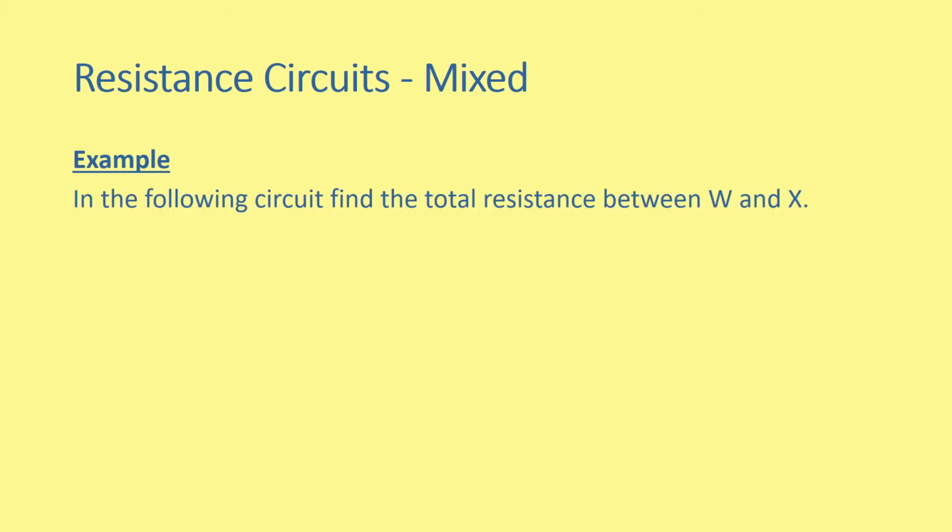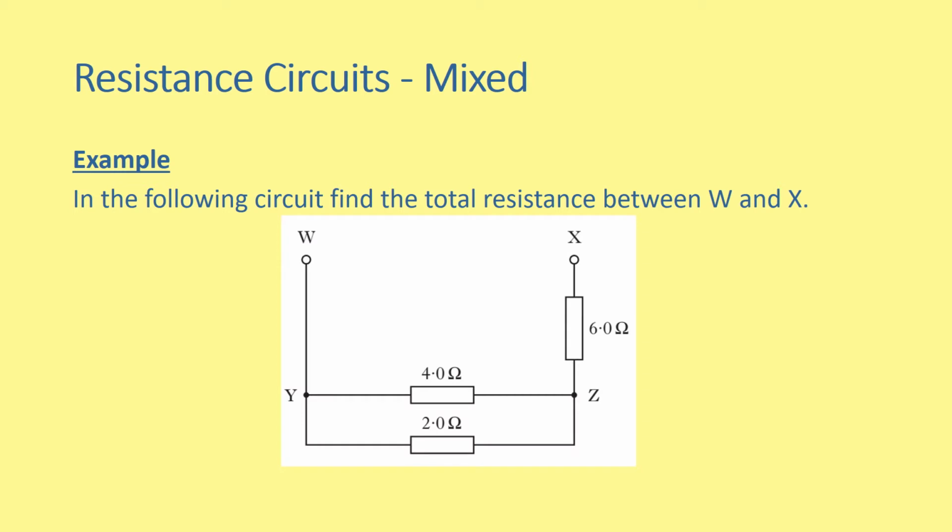Example. In the following circuit, find the total resistance between W and X. So the first thing we're going to do here is find the parallel combination between Y and Z. Because once we've done that, we can then add the resistance here, 6 ohms, because it's in series. And that will give us a total resistance between W and X.